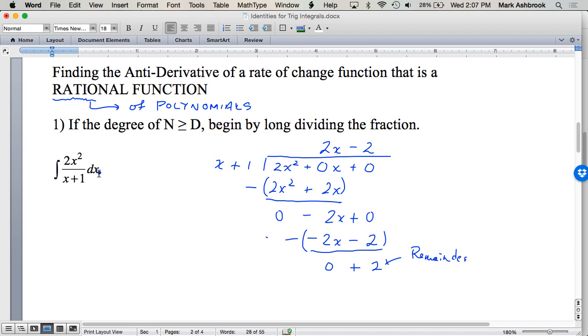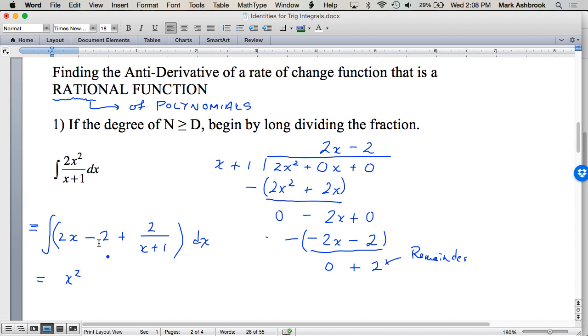Which means we can rewrite 2x squared over x plus 1 as the quotient plus the remainder over the divisor. Remember that? So now this gives us a way to rewrite this integral as what? 2x minus 2 plus the remainder over the divisor. So those are equivalent. And now we've got an easy one, right? We've got our rate of change function in a different form, and we can do an easy antiderivative.